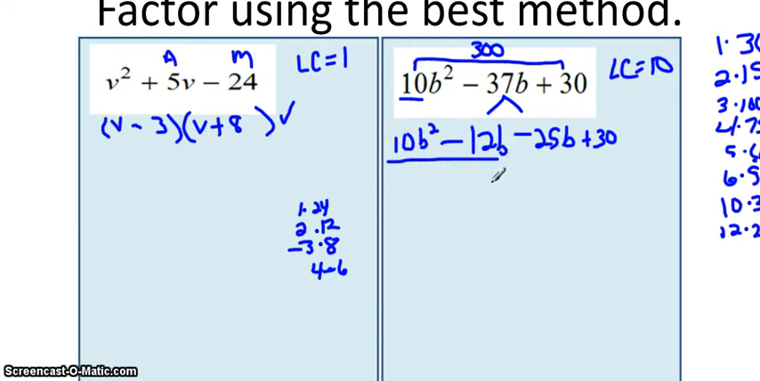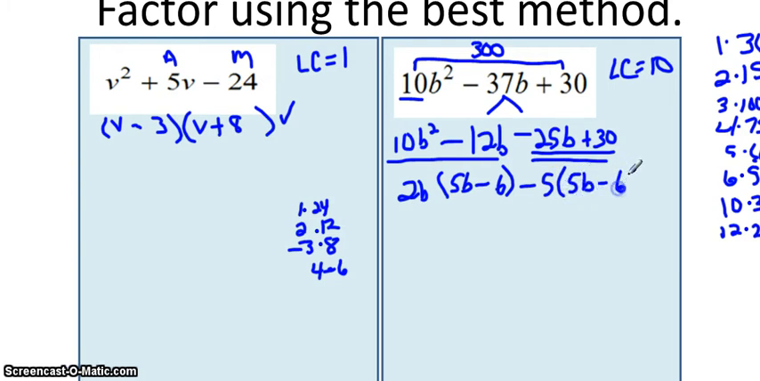That means I'm going to look for the GCF of the first two terms. That would be 2b. When I divide each of those terms by 2b, I would be left with 5b minus 6. And then I look for the GCF of the last two terms. Anytime that third term's negative, make sure you factor out a negative. So our binomials match. Divide each term by negative 5. That leaves me with a positive 5b minus 6 again.